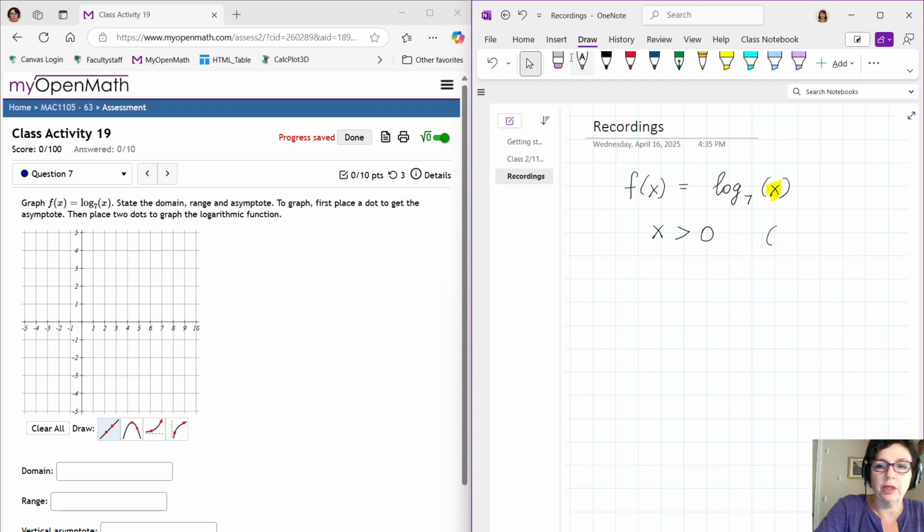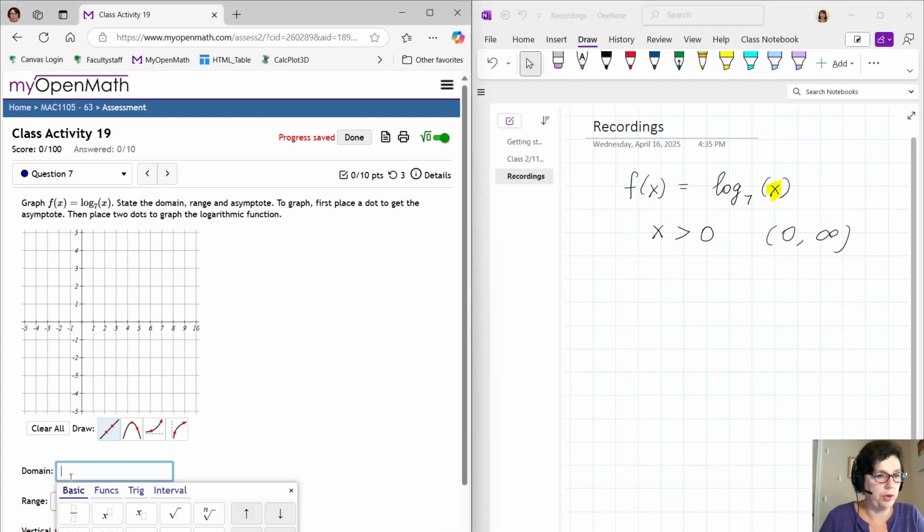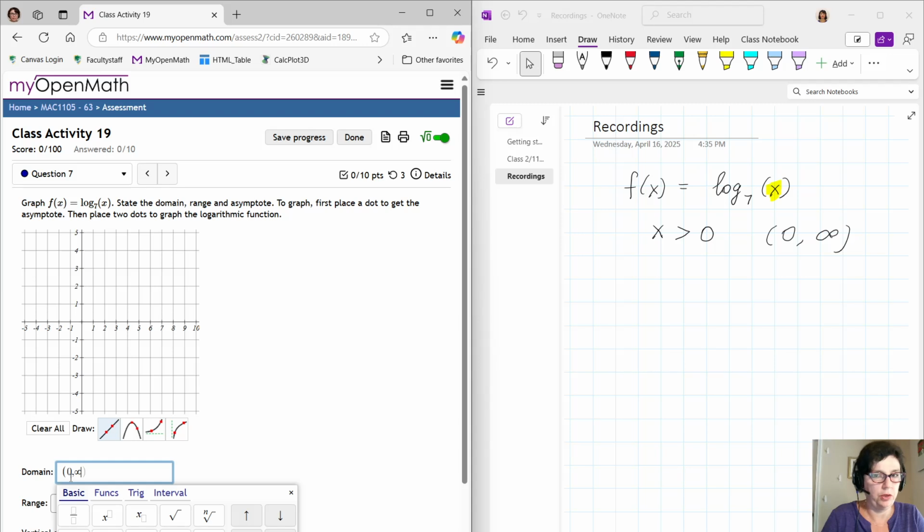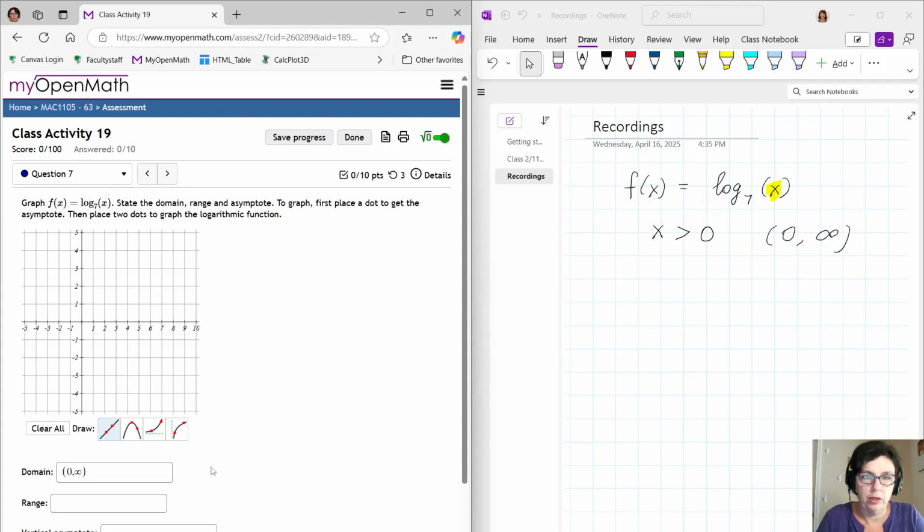Now, in interval notation, that's going to look like 0 to infinity, because 0 is not included. So remember, 0 is also not okay. Now, for the range, log is a power, and powers can be any numbers. So this is going to be actually negative infinity to positive infinity.